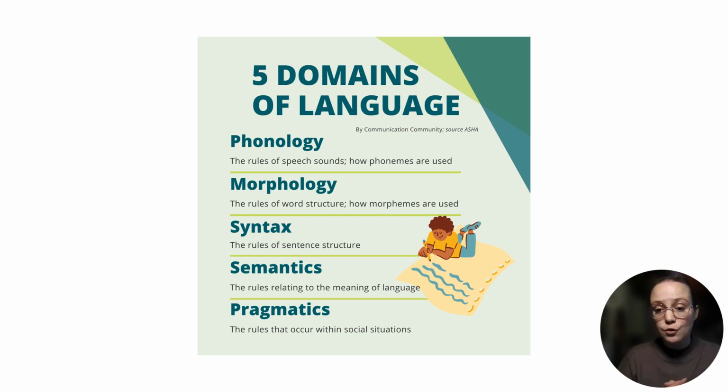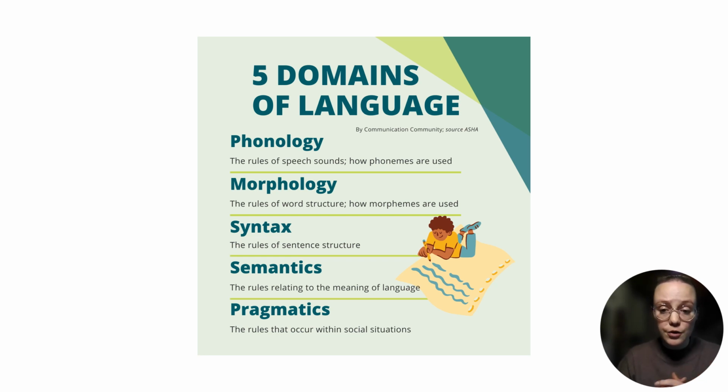So phonology is the rule of speech sounds. Phonology can be tied to speech production. Remember, I talked about that being a little different with motor components. But phonology, when we talk about language, is the retrieval and the accessing of sounds that we need to make words. Morphology is the rules of word structure.